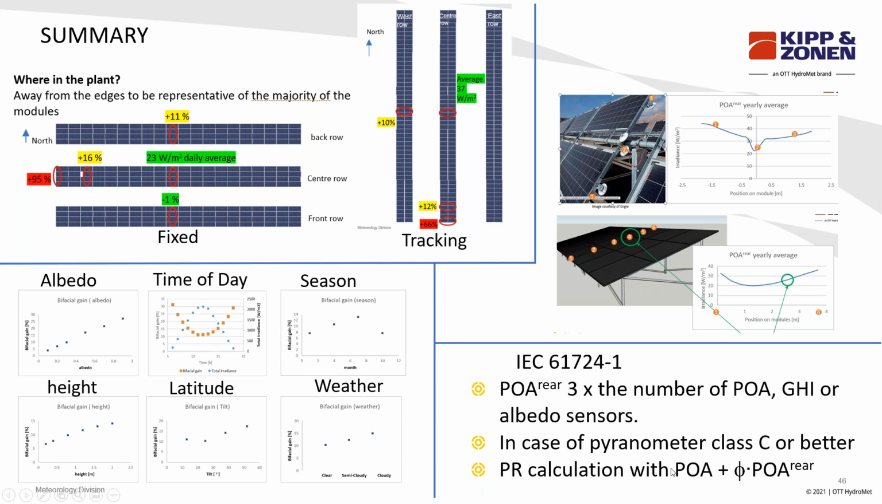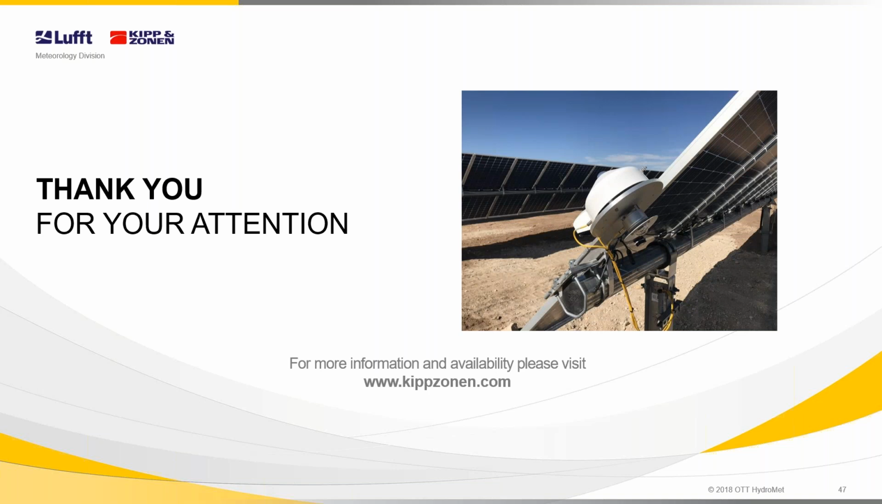And for the performance ratio calculation, the change from a monofacial plant is that instead of only using the plane of array, you use an effective irradiance, which is the plane of array plus phi times the plane of array rear. So with this, we have come to the end of the presentation, and I would like to thank you for your attention. If there are any questions, I'm available to answer them.